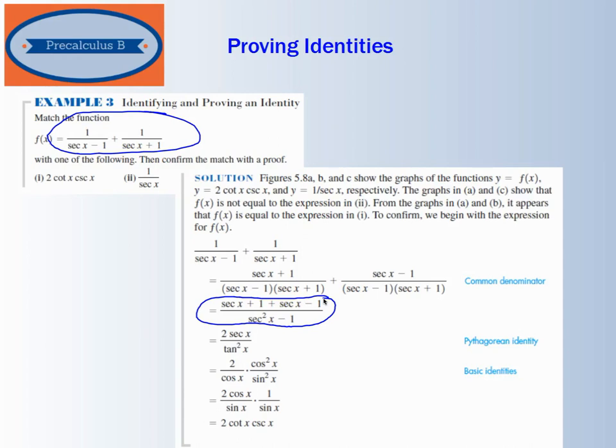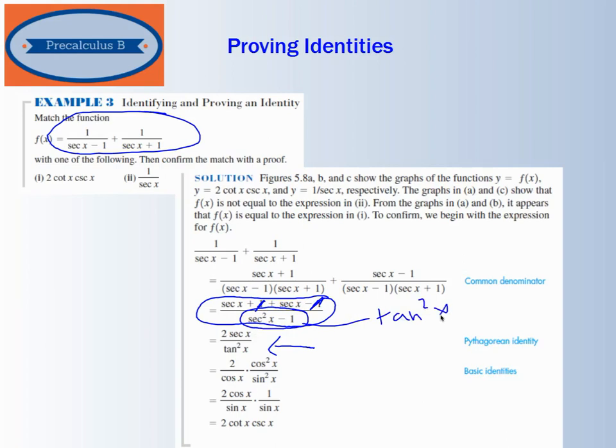And then when we add the top parts together, we'll notice what happens with our positive 1 and our negative 1. They cancel out, and we're left just with 2 secant x divided by tan squared x, because one of our trig identities states that secant squared x minus 1 is the same as tangent squared x.